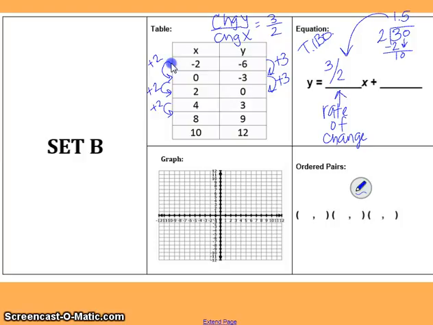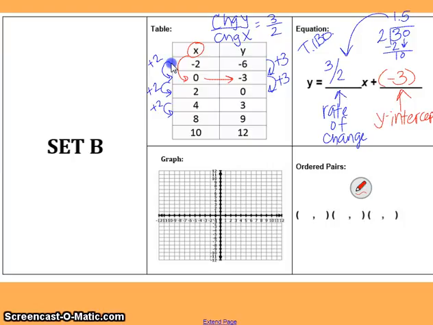Then I have to look at my table to find my y-intercept, because I know that the last part of my equation is my y-intercept. Remember, to find your y-intercept from a table, you look where your x value is 0, and you look right next to it, and it's negative 3. So my equation reads y is equal to 3 over 2x plus a negative 3. And put your parentheses there since I have a plus and a negative there.